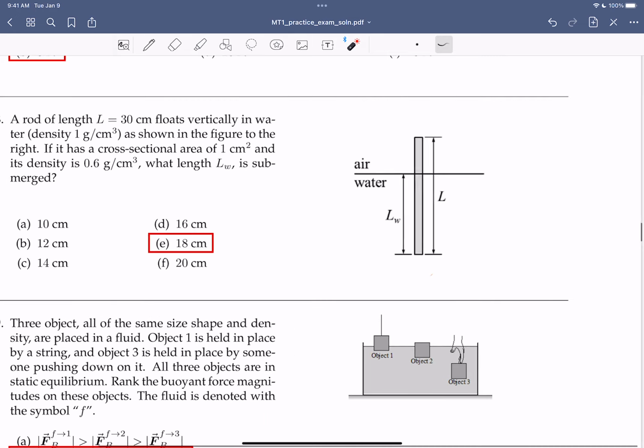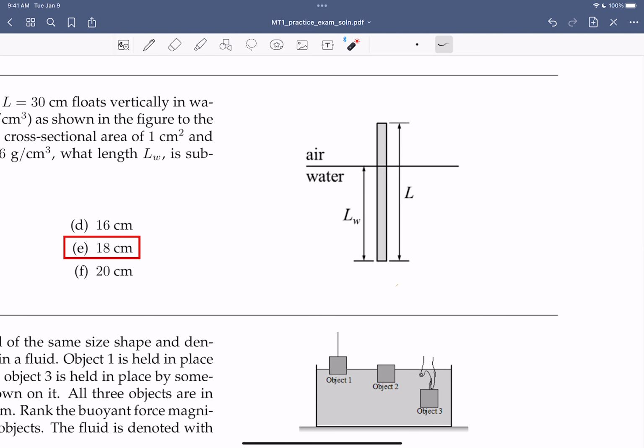So what does it mean when an object floats relative to the forces acting on it? Usually we think about two forces in particular. If it's floating, the forces are equal. Force of buoyancy is equal to force of gravity, right?